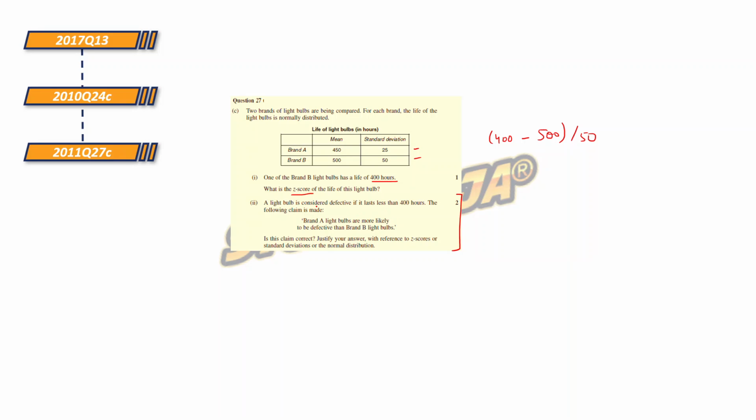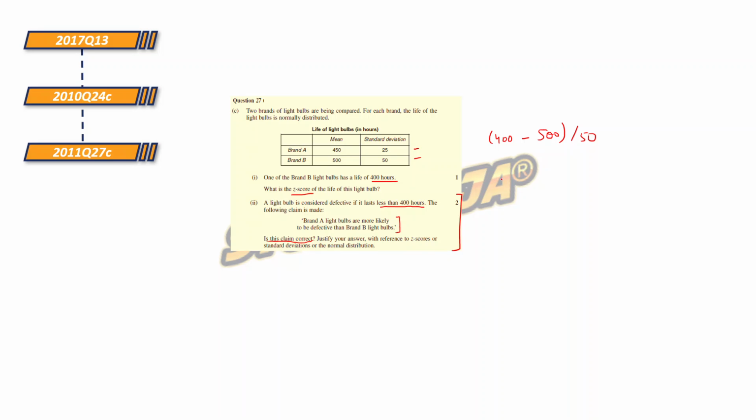You're told that the light bulb is considered defective if it lasts less than 400 hours, right? And you are given a claim. Brand A light bulbs are more likely to be defective than brand B light bulbs. And you're asked whether this claim is correct or not. The way you would do it is, you can't compare the means and the standard deviation directly, as we saw in our example when I was talking about the theory.